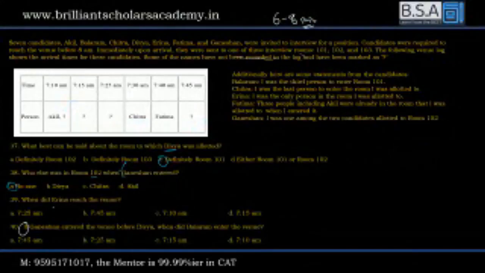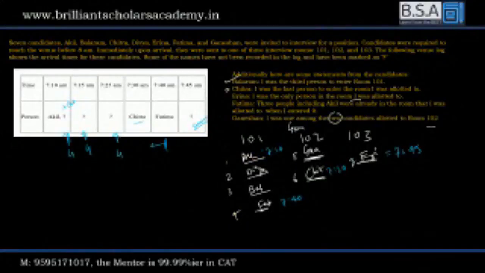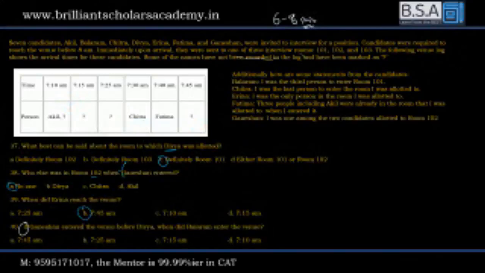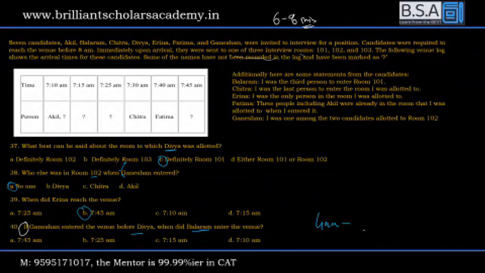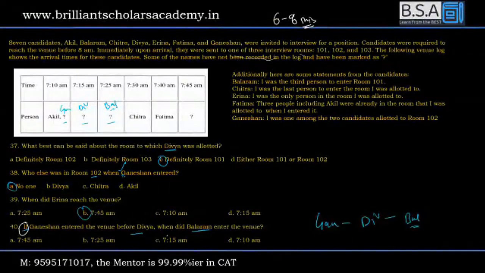When did Arena arrive at the venue? The last person is Arena. Observe, we have reduced that. We have reached that conclusion. The last person is Arena. If Ganeshan entered the venue before Divya, when did Balram enter? Because Ganeshan is before Divya and Divya is before Balram, there are 3 empty slots here. This becomes Ganeshan, this becomes Divya, this becomes Balram. If Ganeshan entered before Divya, then Balram entered at 7:25.